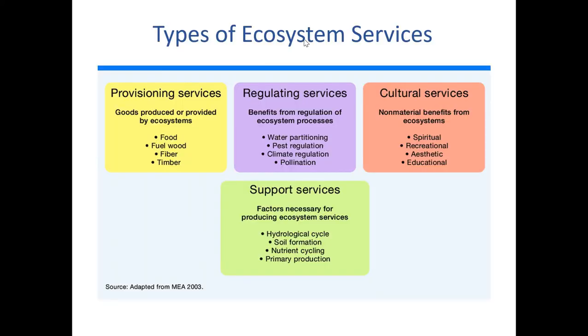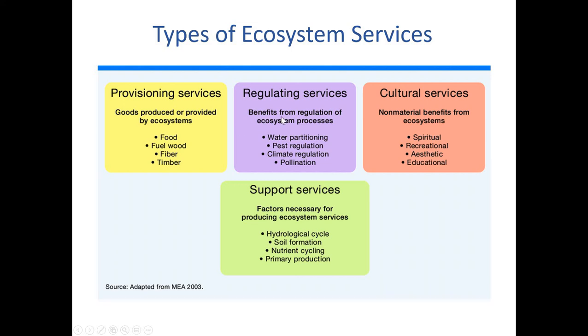So there are 4 types of ecosystem services that we'll talk about. The first is provisioning services. There are also regulating services, cultural services, and support services. Provisioning services include the goods produced or provided by ecosystems. This is things like food, fuel, fiber, timber, etc. So of course, ecosystems provide us naturally with a lot of resources that we need to stay alive and for our industries to thrive. And this could also include things like iron and different metals, oil, other things of that sort.